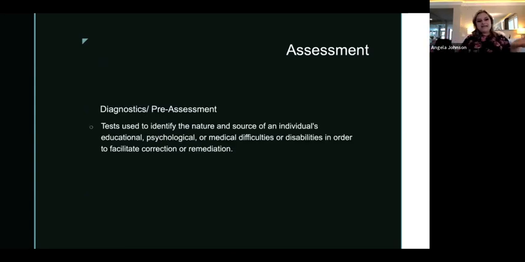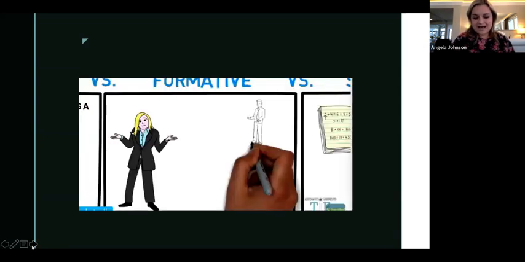So then we have diagnostics. That would be your pre-assessment. So you should know, before you do all the other assessments, what students know and what they need, right? It makes no sense to teach a unit not knowing what they know and what they don't know, because they might know a lot or they might just know a little bit, right? Let's watch this quick video right now about formative, summative assessments and diagnostic, okay?